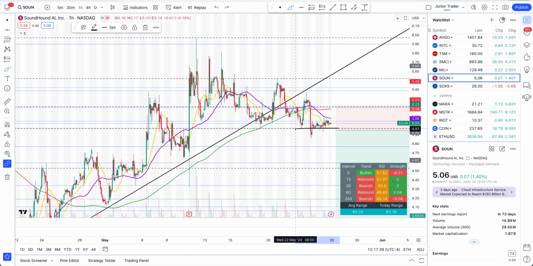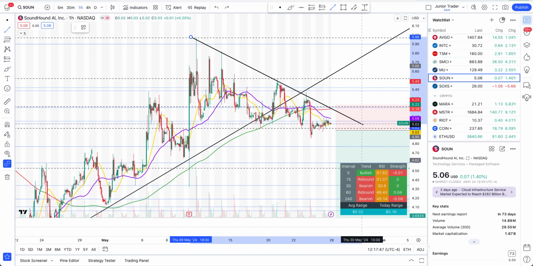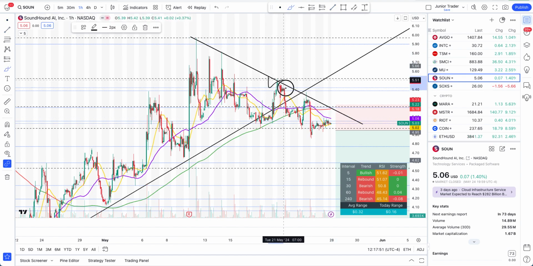If it loses this $4.97, that means it's losing this support that has been constantly held but is getting weaker. Buyers are not able to push it higher, but sellers over and over again are able to push it lower. So that means sellers are coming, which means this level $4.97 is becoming a zone of flush.